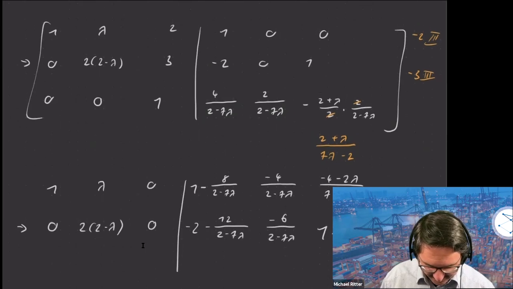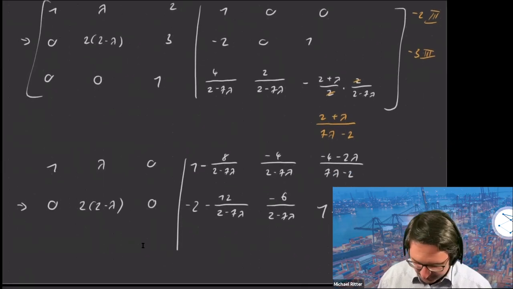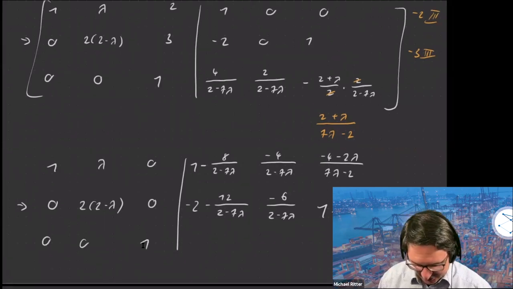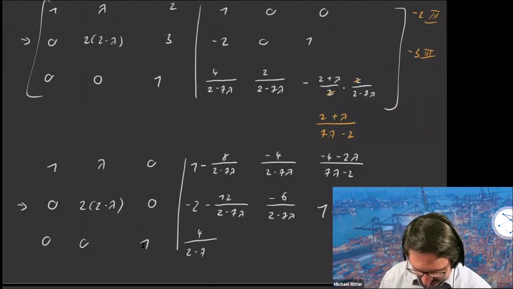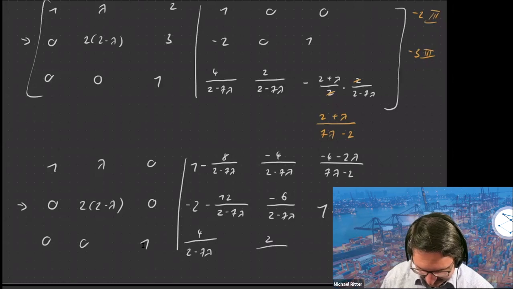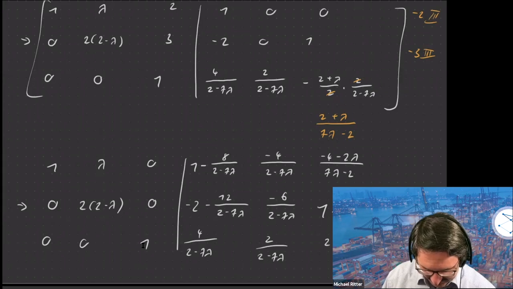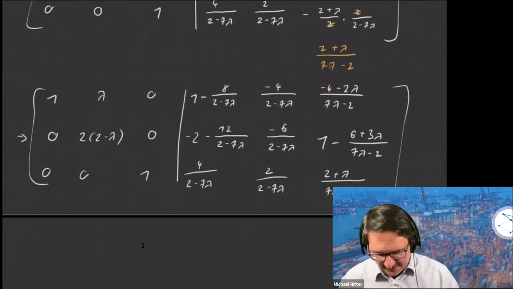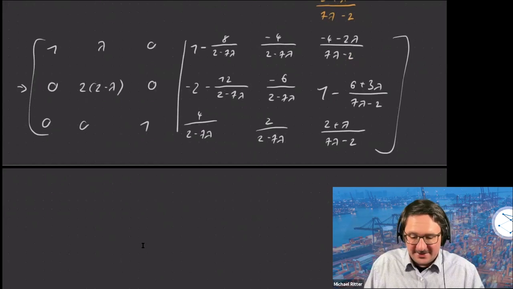Did I mess up in the first one actually? Minus 2, no. No, seems good. And the last row, I can copy that. That did not change, thankfully. And 2 plus lambda, 7 lambda minus 2. Okay, we're getting closer.